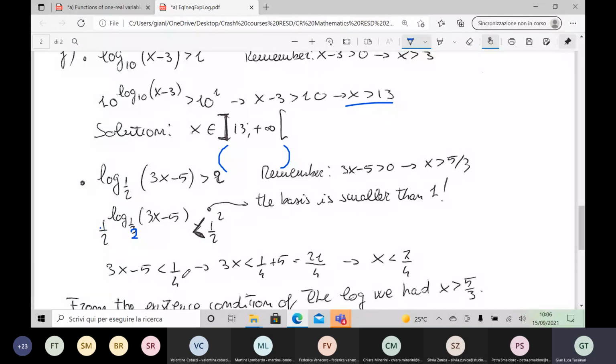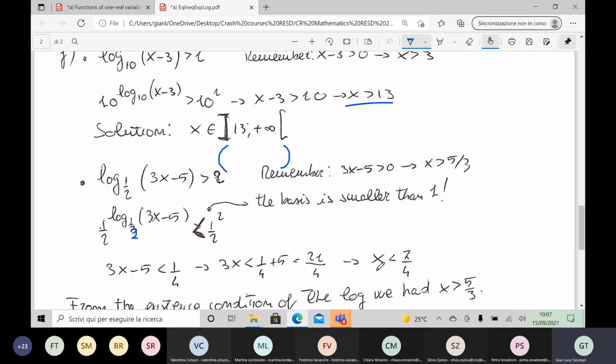Then solve this. Oh, I didn't do the domain, but I will do it. Solve it. So put it on the other side, do the common denominator, make the computation, divide by 3, and you get x smaller than 7 over 4.